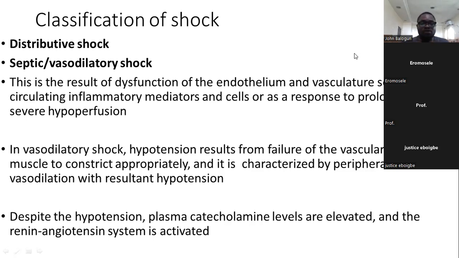Sometimes they even tell you that the temperature is elevated. Once you see that, you're dealing with septic shock. Or sometimes the examiner may be too happy and want to hide that. If it tells you that there's fever, you'll be tilting towards septic shock.